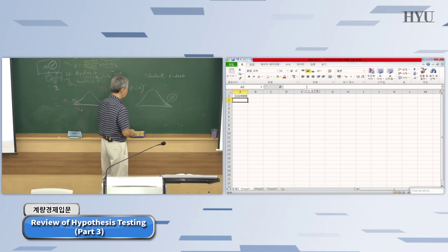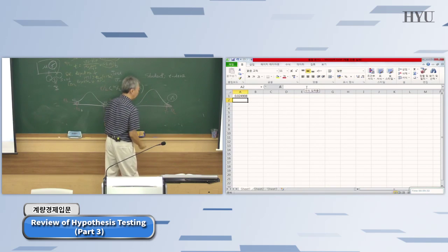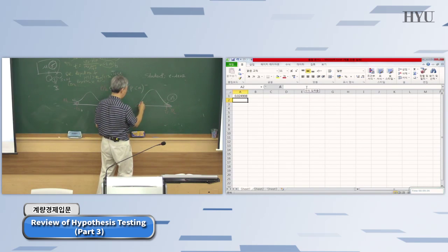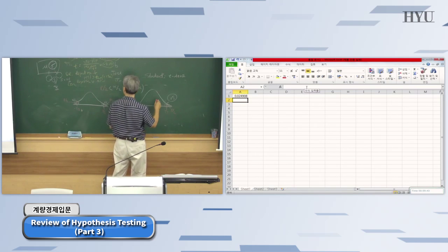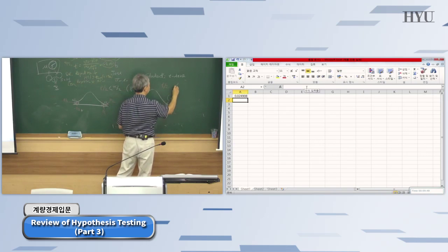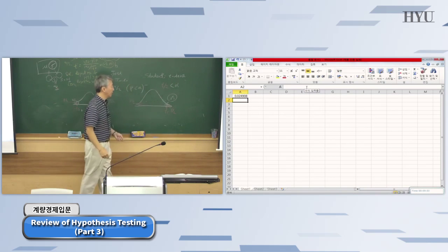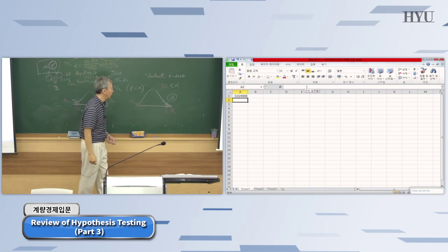So in that case, if your test statistic comes out to be here, that's half of p, right? Because you're going to have another half of p here. So you're going to be comparing half of p to the entire alpha. And if half of p is less than alpha, you will reject the null hypothesis. That's the difference, right?